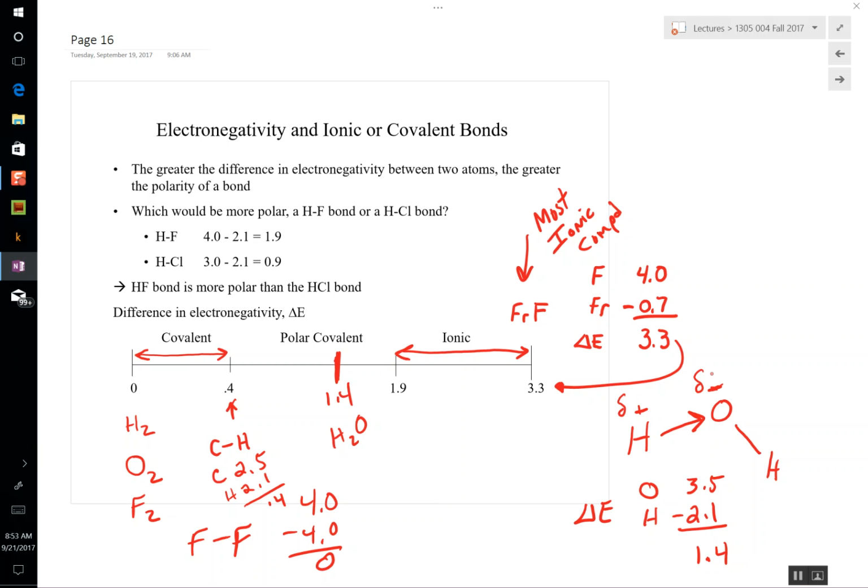All right, so be familiar with this scale from 0 to 3.3. In some textbooks you'll see it say from 1.8 and above, it's ionic. Another textbook will say from 1.9. So this isn't a hard and fast rule. It's just saying by the time you get to about 1.9, it's starting to exhibit more ionic character than it is a covalently bound molecule.